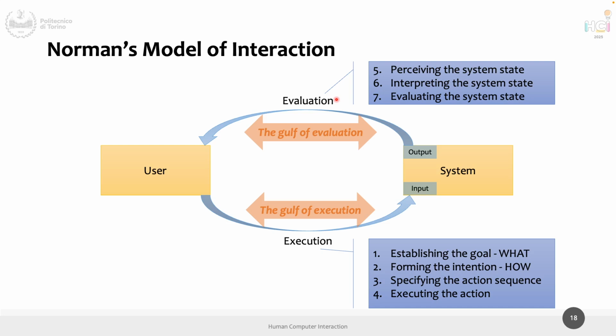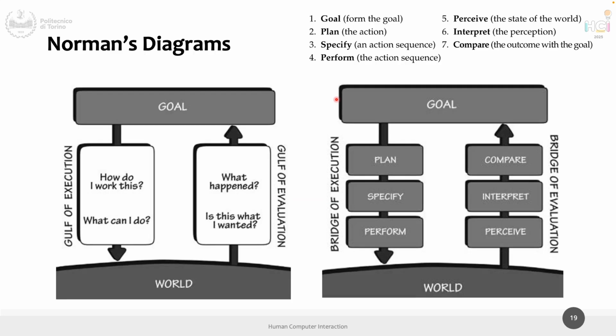So Norman says that this gulf cannot be removed. You cannot have the system and the user close to one another, without a gulf, but a good system has a gulf that is as small as possible, as reduced as possible. And this means also making the system as simple as possible. Knowing that in some contexts you cannot make it simpler than a certain point.